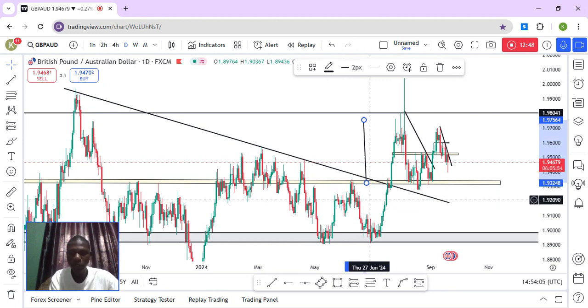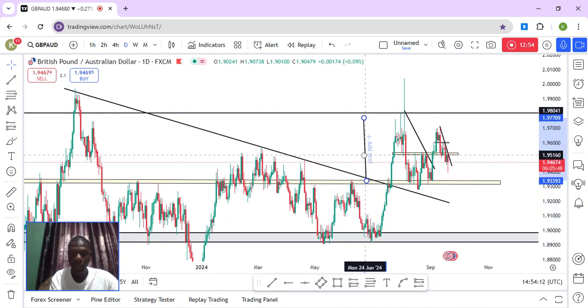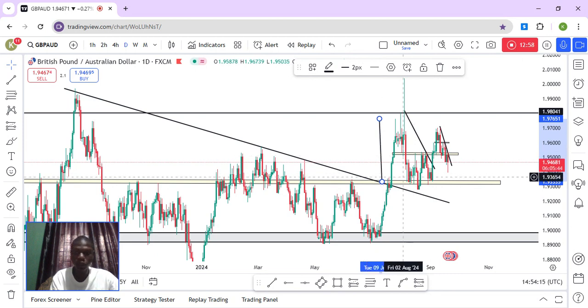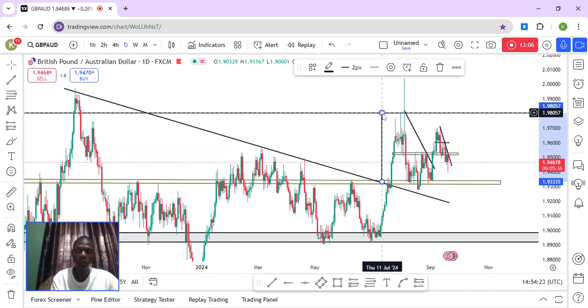What I'm trying to say is this. As you guys can see, I measure from the neckline to the double bottom, then I place it from where the neckline started. You guys can see that it broke through it, and it is right at that level. So I round this up to a psychological level. You guys know how powerful the psychological levels are. You know it is very, very powerful.